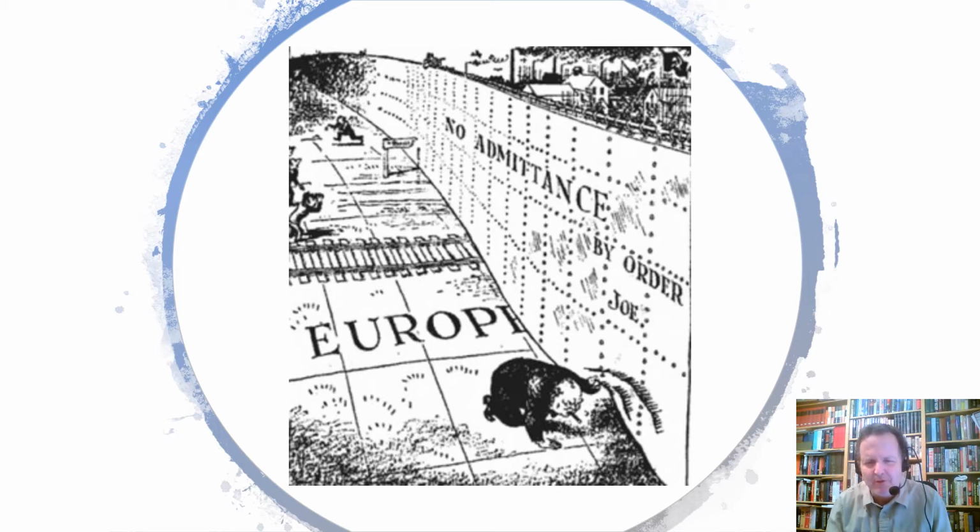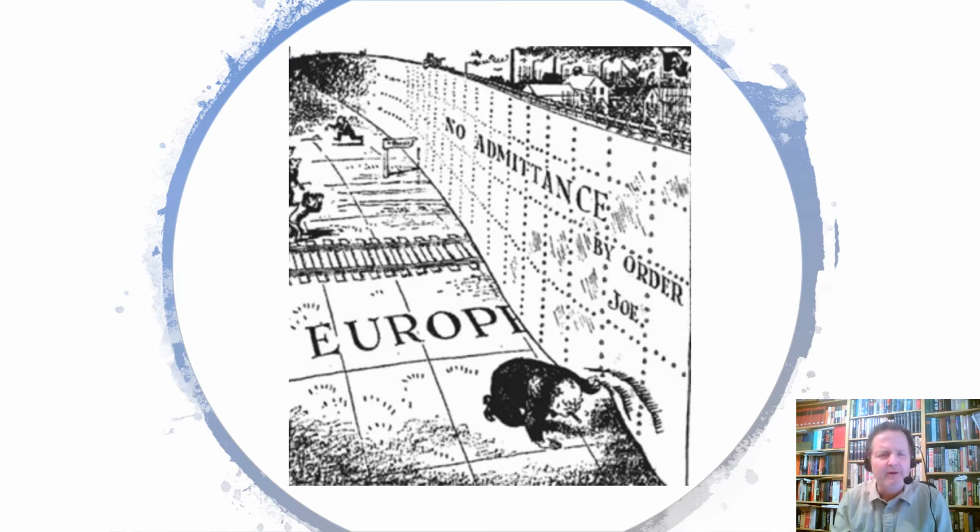But here's Winston Churchill peering under the Iron Curtain. See, it says no admittance by order of Joe. That'd be Joe Stalin. And see, the Iron Curtain is literally cutting Europe right in half. See, the railroad tracks just stop right there at it.